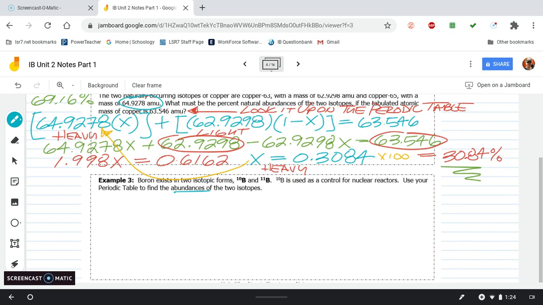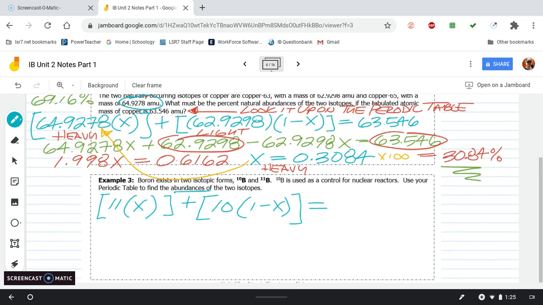So let's take the big one, which is the 11, and multiply it by x. Put that in brackets if we want. And then let's add that to the small one, which is 10. And we're going to multiply 10 by 1, or 100%, minus x. And then we're going to set this equal to whatever the periodic table value is for boron.